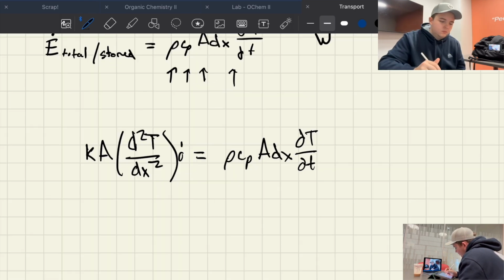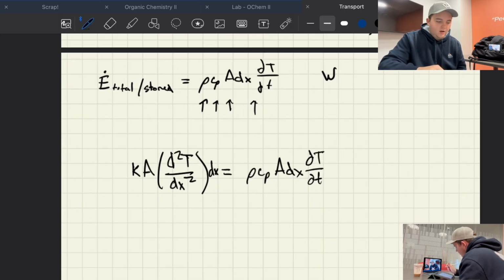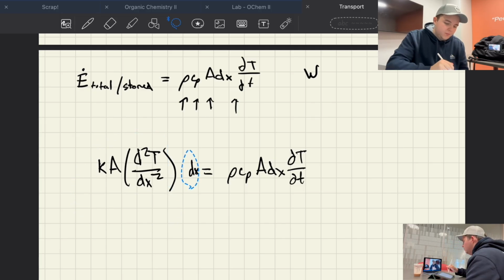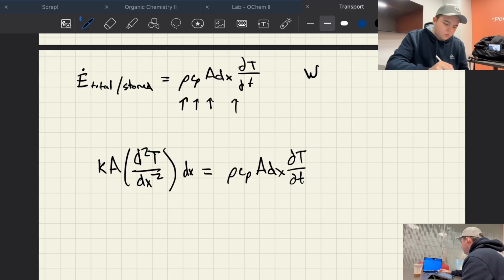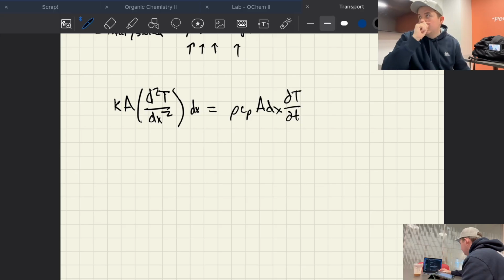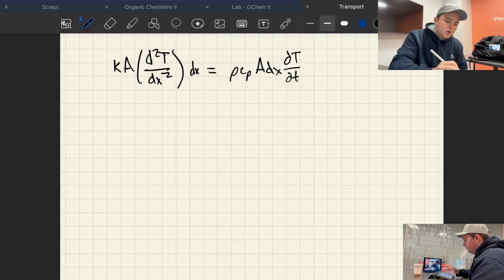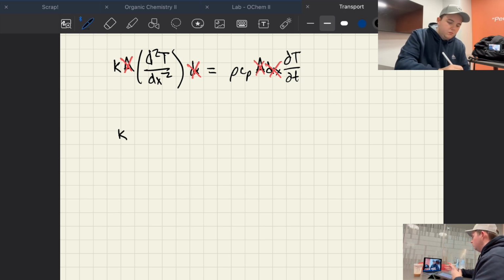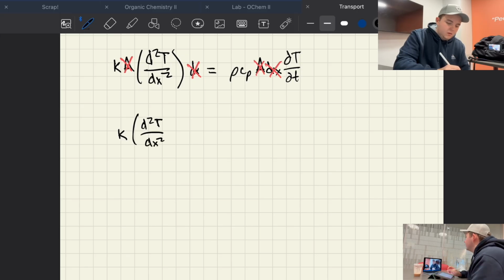There we go. I just realized we forgot our dx right here when I was looking at some of my notes. So let's move that over. So you have dx here. Okay, now we just have to cancel a few things and clean this equation up. So in this example, our areas and our dx's will cancel. So we would be left with our temperature gradients on this side, our diffusivity. We'd be left with density, heat capacity, and temperature gradient.